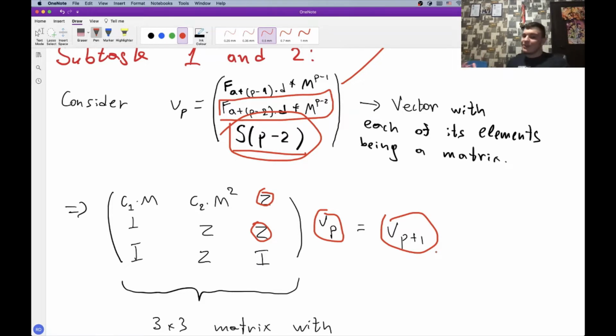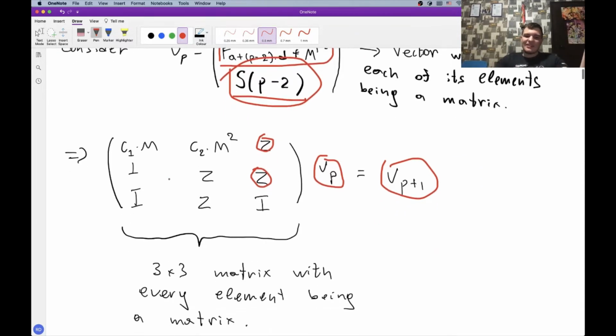And surprisingly or not, if you have studied some linear algebra, you know that you can also do this with the elements of the matrix being matrices. And that's pretty much the trick. Normally, if you wanted to do this for integers, you would have something like the matrix I'm going to write now.